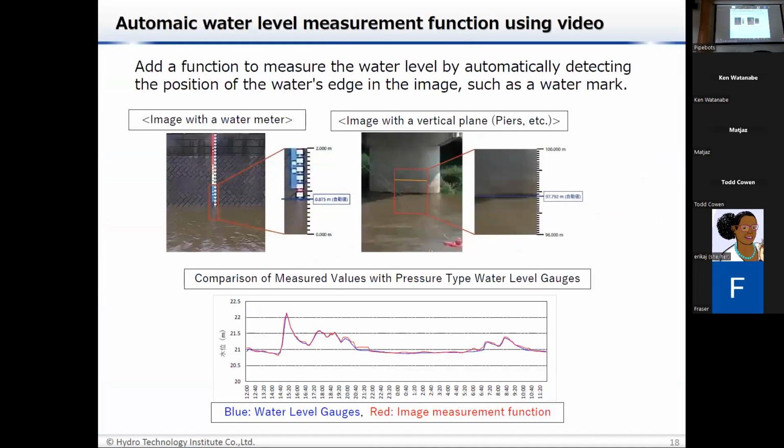In addition, while in previous versions it was necessary to separately input measured values for water levels, a function to measure water level using images has been added. This function automatically detects the water's edge in the image and measures the water level based on the watermark information.